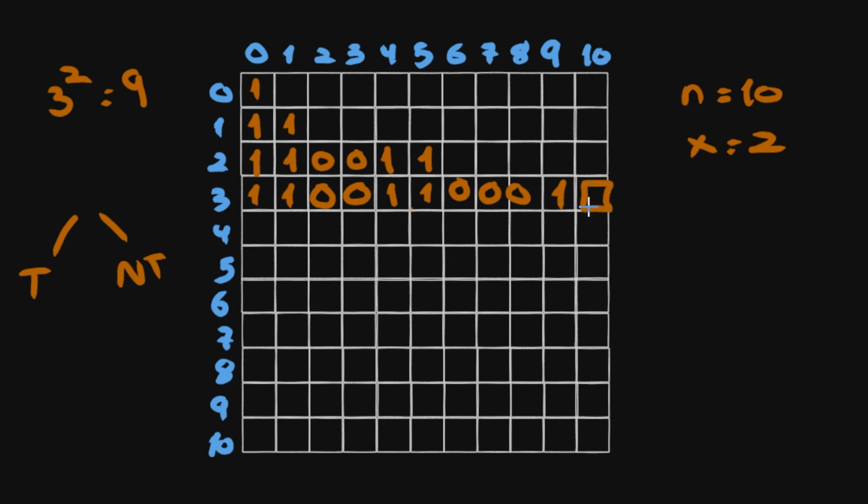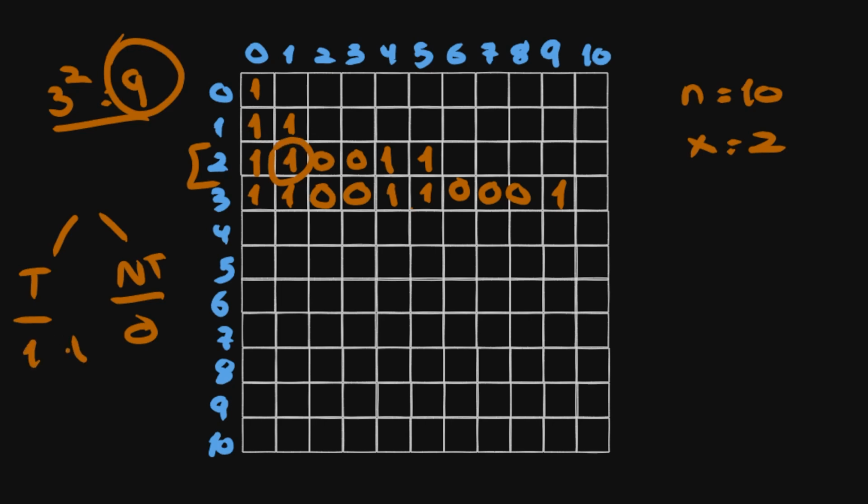Now we are here, and we need to get a sum of 10. If we don't take this, the result is the result for the previous element, so this is 0. And if we take this, the result is the result for the previous row at the current column minus power, so it's this. 1 plus 0 is 1, so we add 1 here.